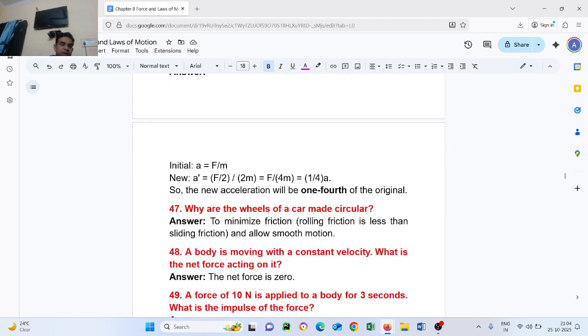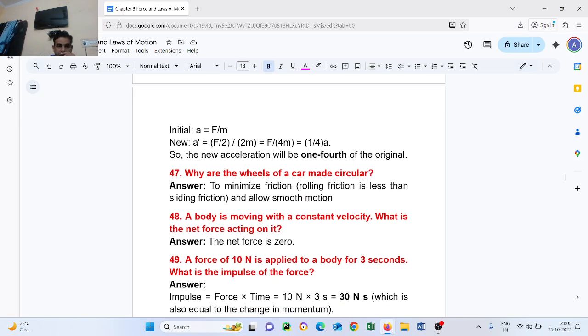Question number 47. Why are the wheels of a car made circular? To minimize friction. Rolling friction is less than sliding friction and allows smooth motion.